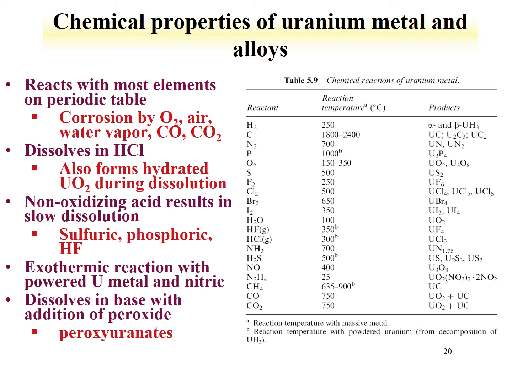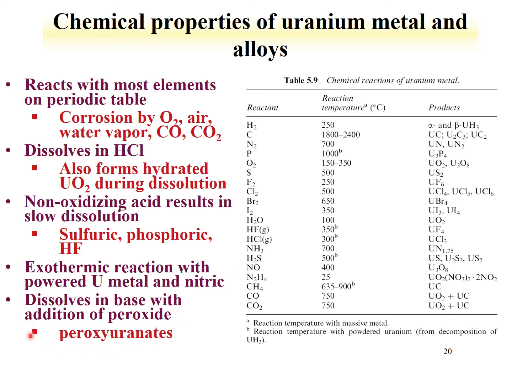and non-oxidizing acids can result in slow dissolution. The metal, especially if it's powdered, large surface area, forms lots of heat when it is dissolved in nitric acid. And it can dissolve in a base with the addition of peroxides.